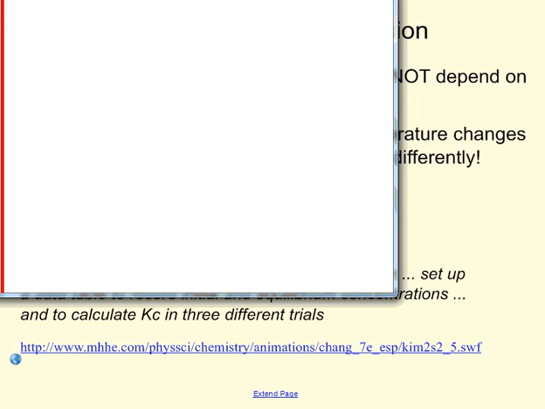So we will open up a browser. I'm a little unsure how this will work.